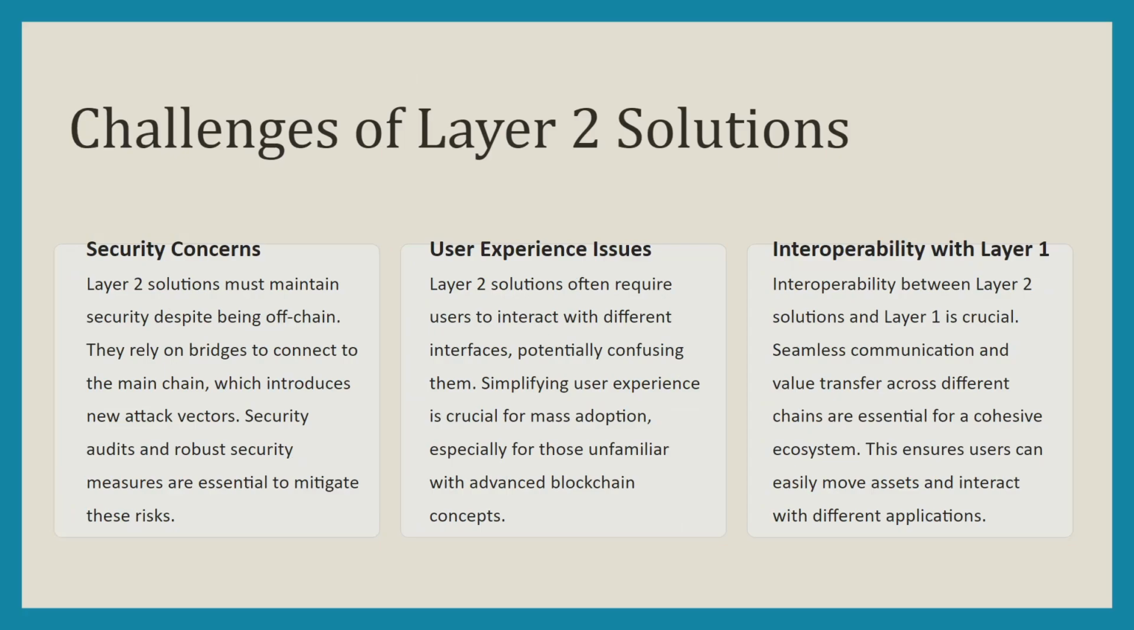Let's talk about challenges of layer 2 solutions too, right? First are your security concerns. So, layer 2 solutions must maintain security despite being off chain. They rely on bridges to connect to the main chain, which introduces new attack vectors. Security audits and robust security measures are essential to mitigate these risks.